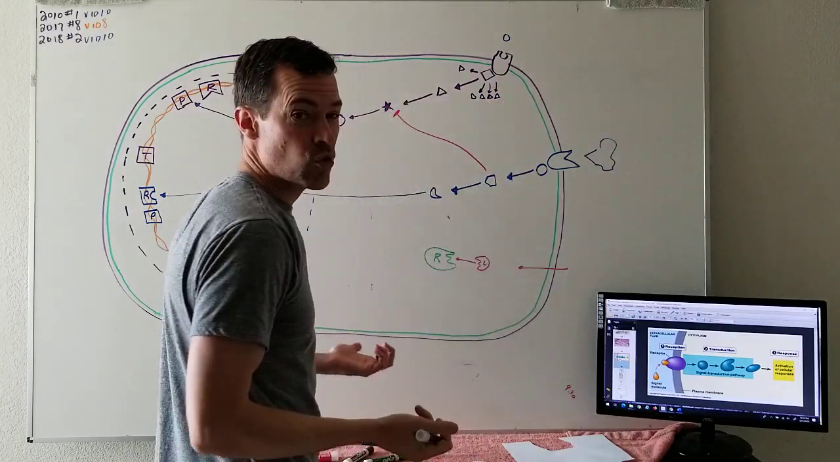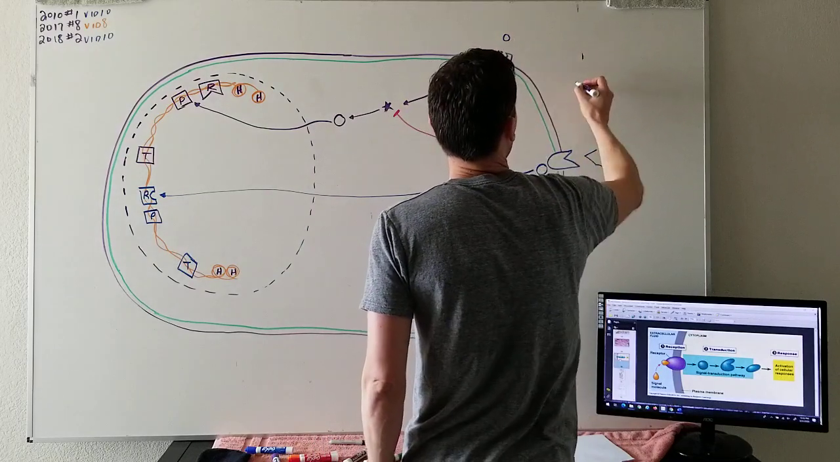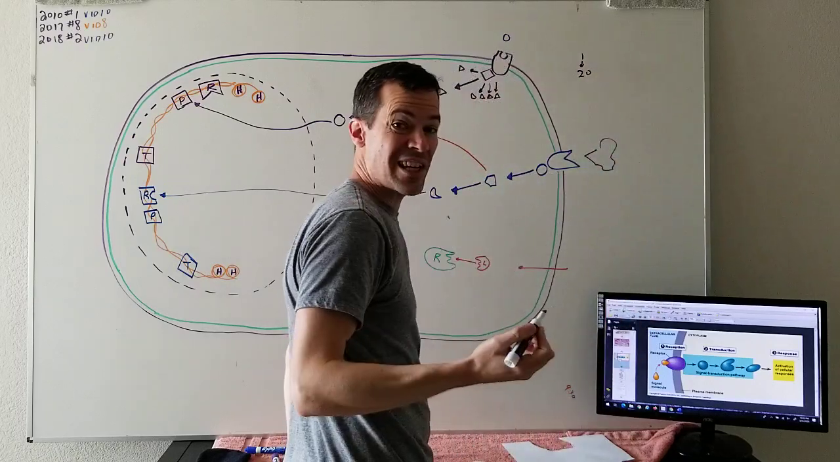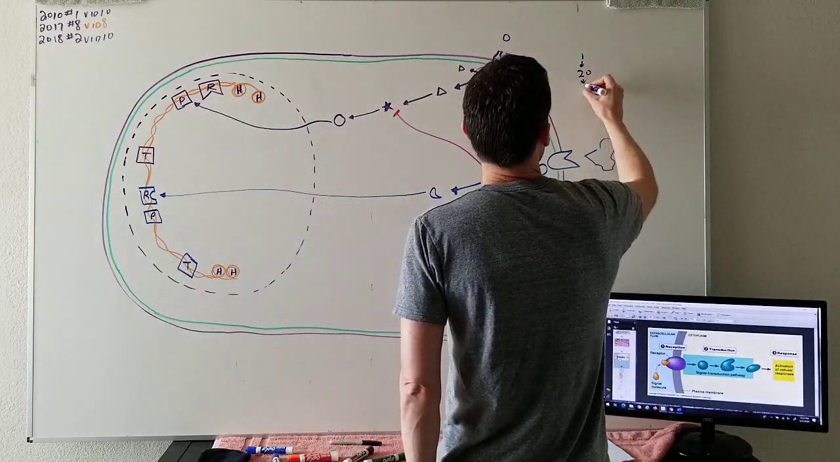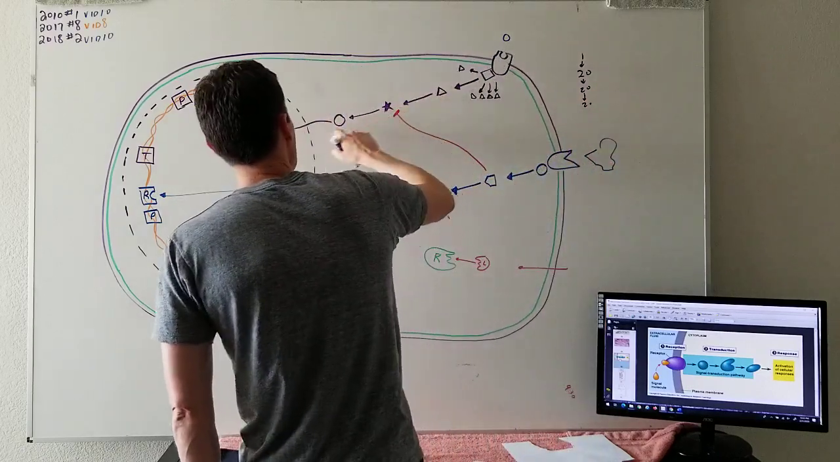So let's say it activates 20 triangles. So I have one original message that activates one protein, and then that activates, let's say, 20. And then let's say each of those activates 20, and each of those activates 20, and 20, and 20.